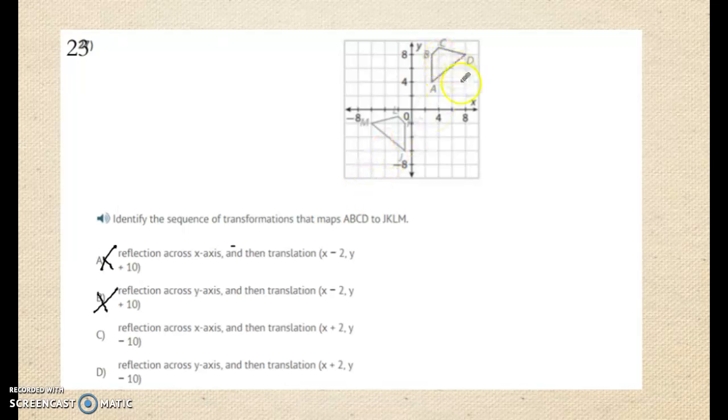All right, let's check this one. If we reflect across the x-axis, we're down here in quadrant 4. And then it says move 2 to the right and 10 down. Not feeling so good about that one. That's going to end up way down here.